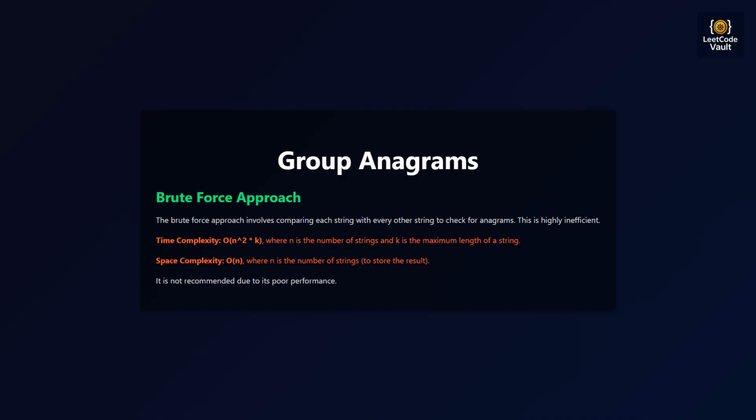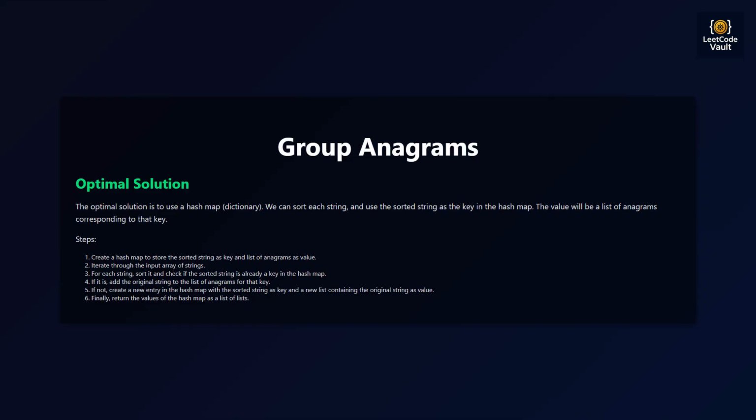Brute force approach. A brute force approach would involve comparing every string with every other string in the input array to check if they're anagrams. We could sort the characters of each string and compare the sorted strings. This works, but it's incredibly inefficient. Imagine you have n strings. You'd be making a comparison roughly n squared times. That's slow. The time complexity of this brute force method would be O of n squared, which is not ideal.